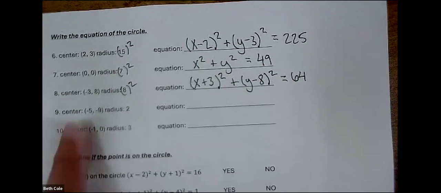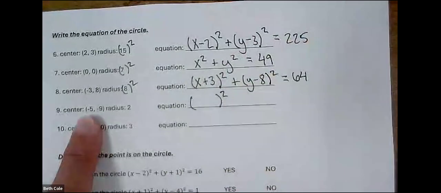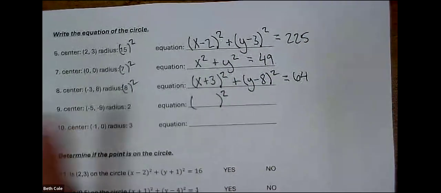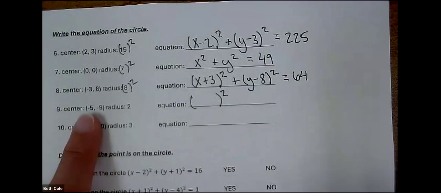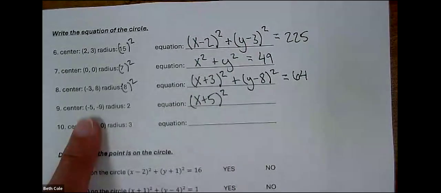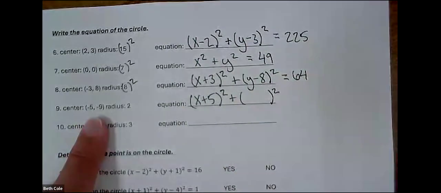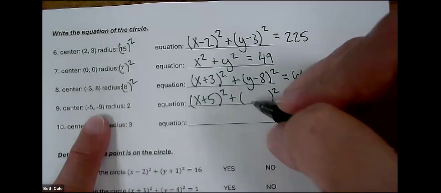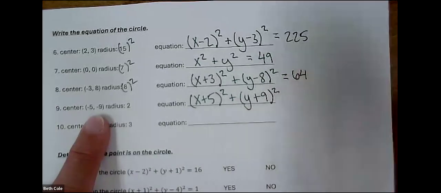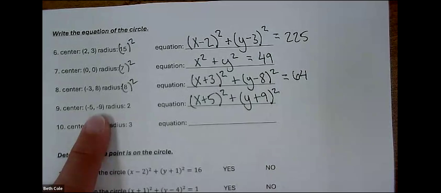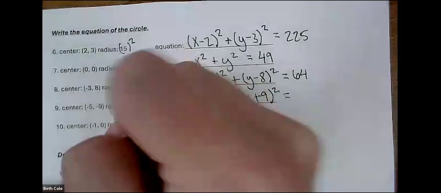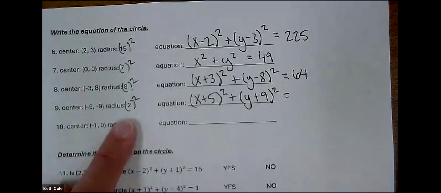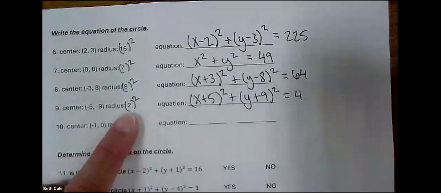All right, try a couple more. Blank squared. Just leave it blank, go back and fill it in. Now it's negative 5. So what would we write in there? Yeah, positive 5, x plus 5. Just do the opposite is all that this is. All right, now since it's negative 9, this one is going to be y plus 9. Equals, and then we're going to do 2 squared. So 2 times 2 is 4.